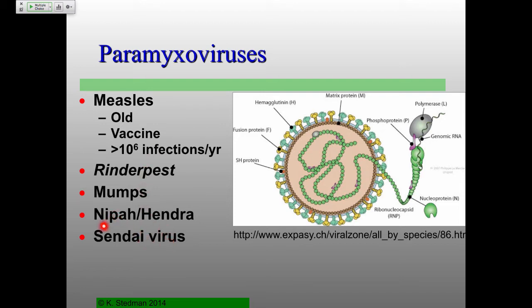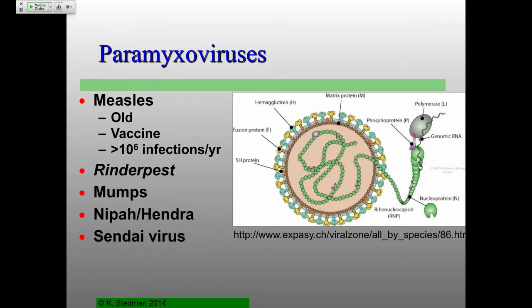And then a number of what are called emerging diseases, Nipah and Hendra viruses. These are mostly in the tropics and also probably mostly reservoired in bat species. And then the VSV equivalent for these is Sendai virus because it doesn't cause much in the way of disease.